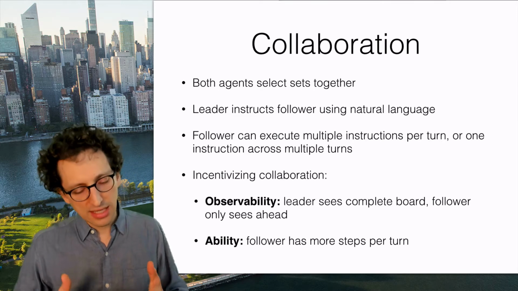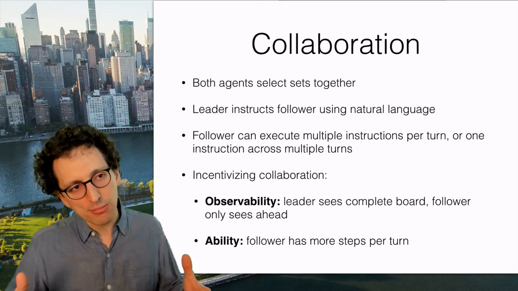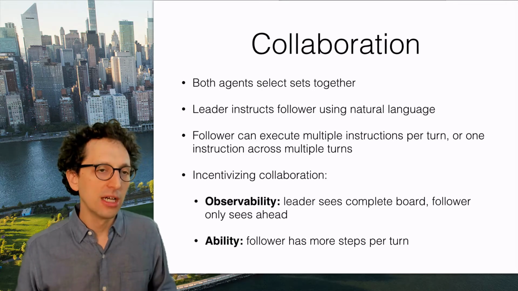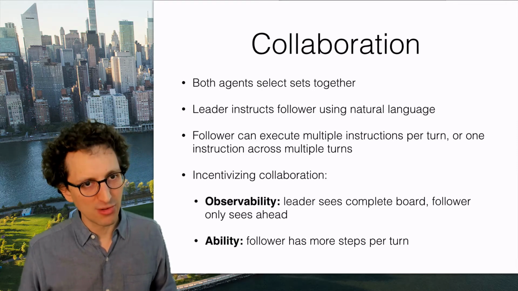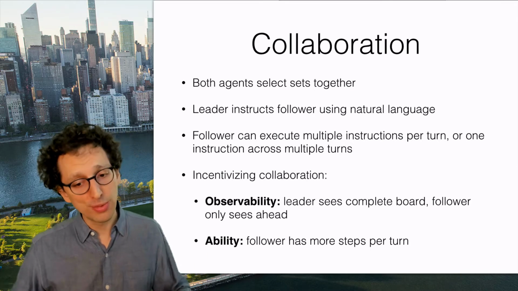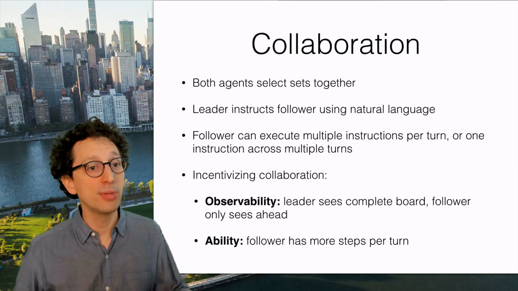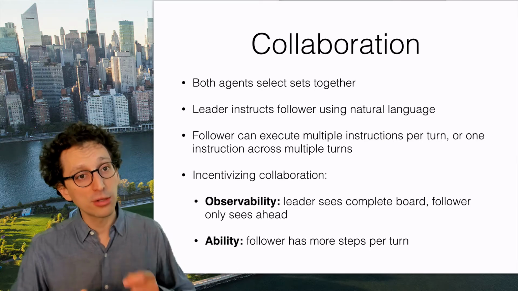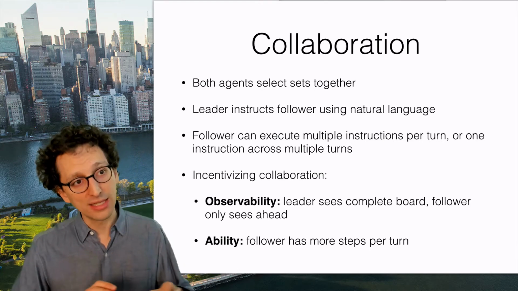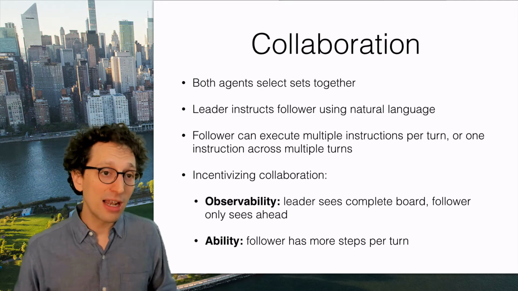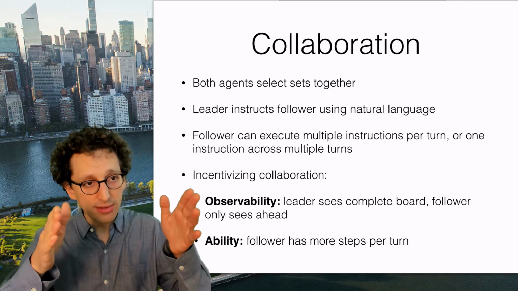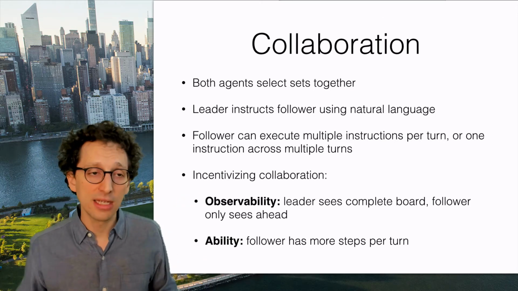We design a gap between the 2 agents to incentivize collaboration. First of all, the 2 agents have different levels of observability of the environment. The leader sees the complete board, which means they can strategize and plan which set of cards it's most efficient to collect right now, given the location of the leader and the follower. Whereas the follower only sees what's ahead of them. So they don't see all the cards, they have a very limited view, and they also don't see what the leader is doing.